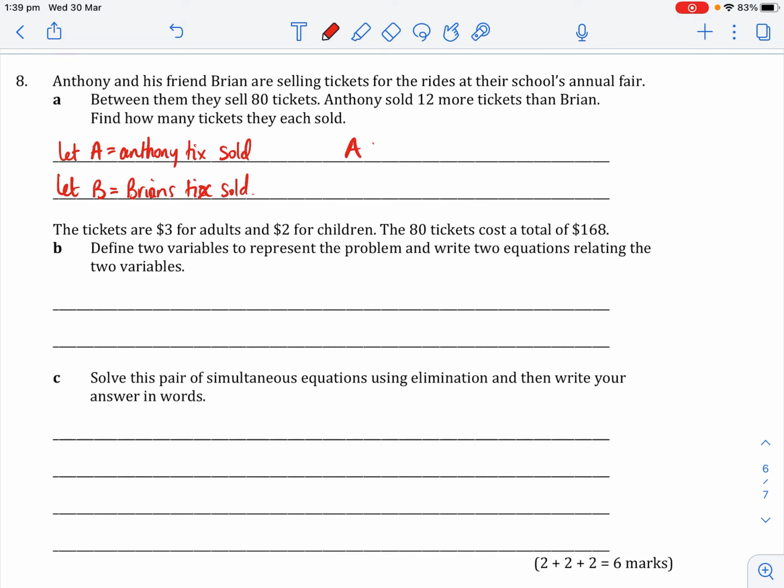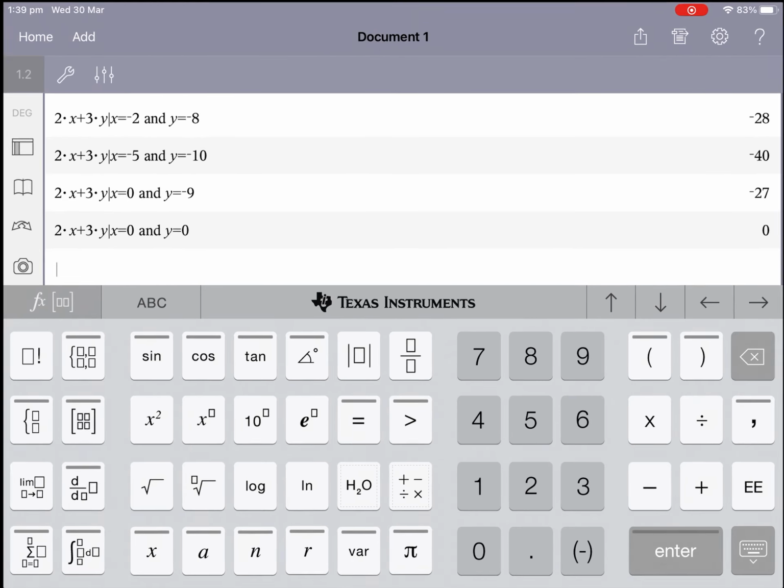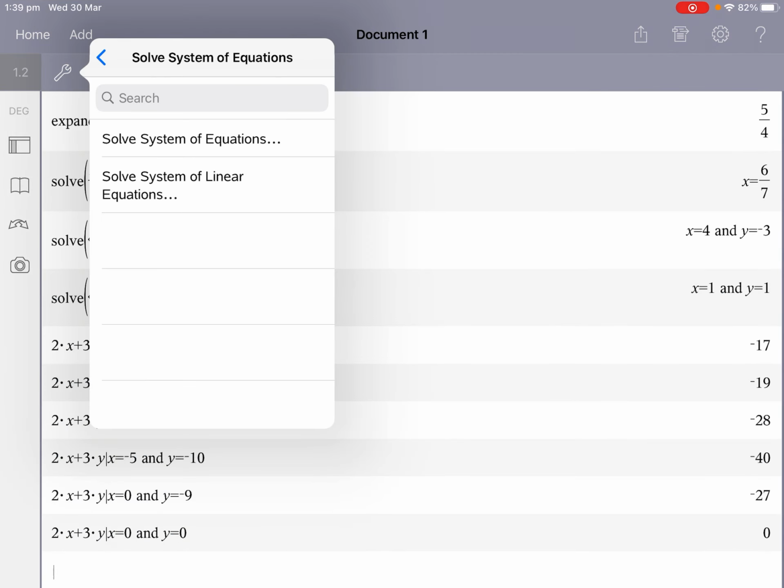We know that Anthony plus Brian is equal to 80 tickets. And we know that Anthony sold 12 more tickets than Brian. So Brian plus 12 will be the same as Anthony. So we've created our two simultaneous equations. Now we're going to go to the calculator to solve them.